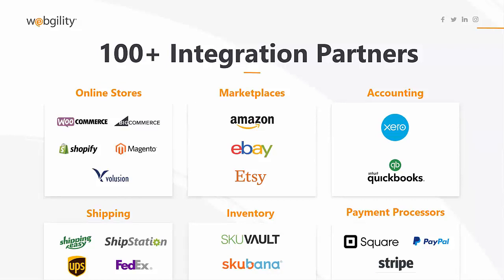Some examples of online stores we have here are WooCommerce, Shopify, Magento, BigCommerce, and Volusion. Marketplaces, you'll recognize these names here: Amazon, eBay, and Etsy. These are the accounting systems that we integrate with. And here at the bottom are the shipping, inventory, and payment processor partners that you can integrate within the Unify product.